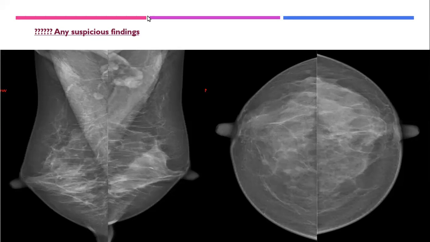For me, it is positive for further evaluation, yes. Who said positive? Sarah? Also, I think it is positive. Which side? Left side. Right side. Yes. Who said left? Who said right?